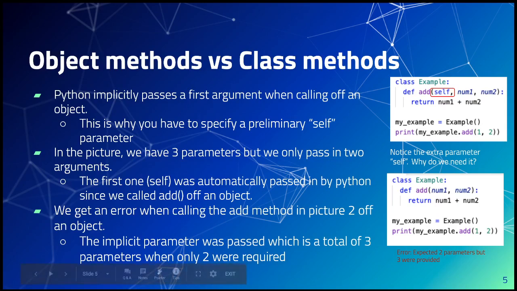So if instead we change this to example.add, calling it off the class, then this would work, because when calling it off the class, Python does not pass in the self keyword or the object into the function. But when you call it off an object, as you can see in the first example, Python will implicitly pass in the first argument. Alright, so that's the difference between object methods and class methods. It's a very key distinction, and a very subtle one. You need to know that Python will provide an implicit parameter, and if you forget about that, you will get an error.